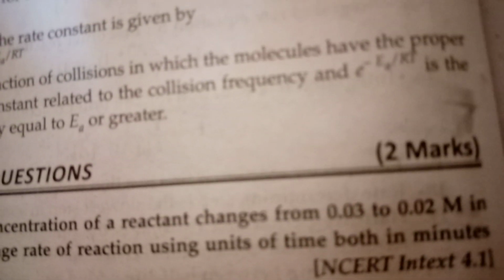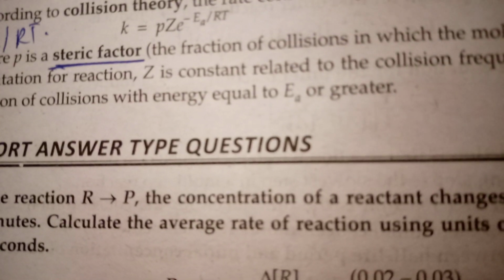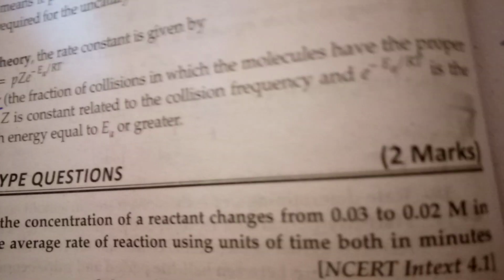Now it is time to do some numerical questions. So our first numerical is: for the reaction R gives P, the concentration of reactant changes from 0.03 M to 0.02 M in 25 minutes. Calculate the average rate of reaction using units of time both in minutes and in seconds. So we already know about average rate. We learned this definition earlier. So average rate is the rate of reaction measured over a long time interval. How can I solve this numerical? Look here.